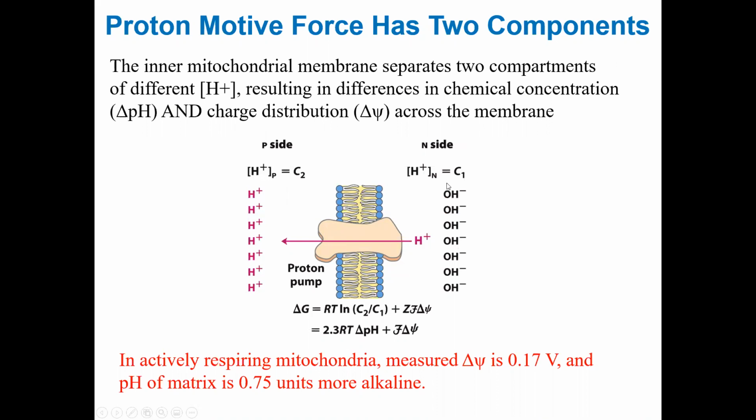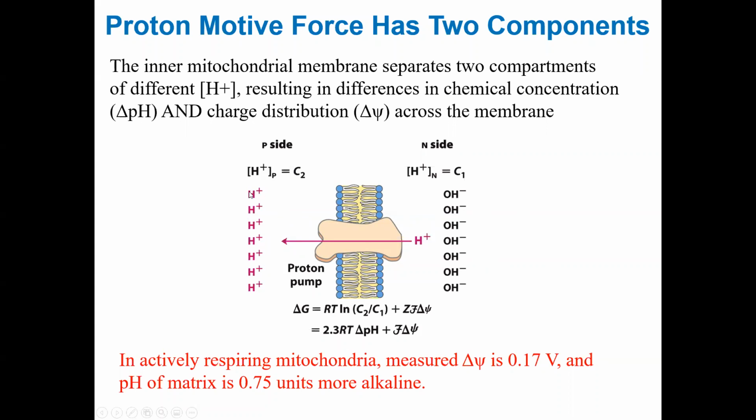But because this species is also charged, right? It's protons. It's not like a benzene molecule, right? It's a charged species. So you can see that it has two components, right? One is the chemical component, the concentration C1 and C2, and the other one is the charge component, the electrical component, right? One side will be more negatively charged, then the other side will be more positively charged.